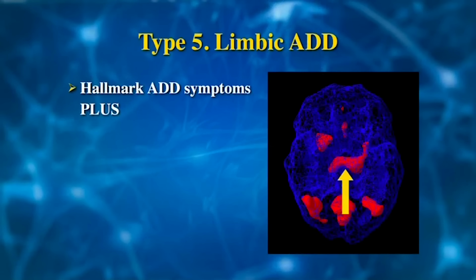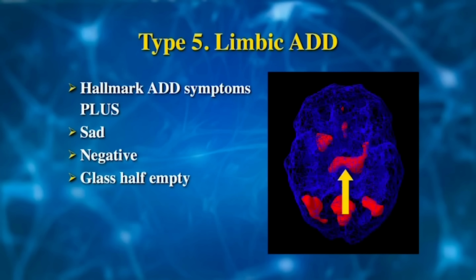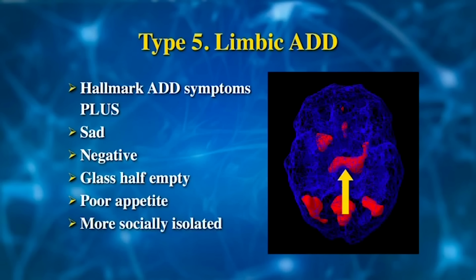Type 5 is what we call limbic ADD, where we see the hallmark symptoms of ADD, plus they tend to be sad, negative, and see the glass as half empty. They tend to struggle with their appetite and often feel socially isolated. In this type, we often see that the limbic or emotional brain works too hard.